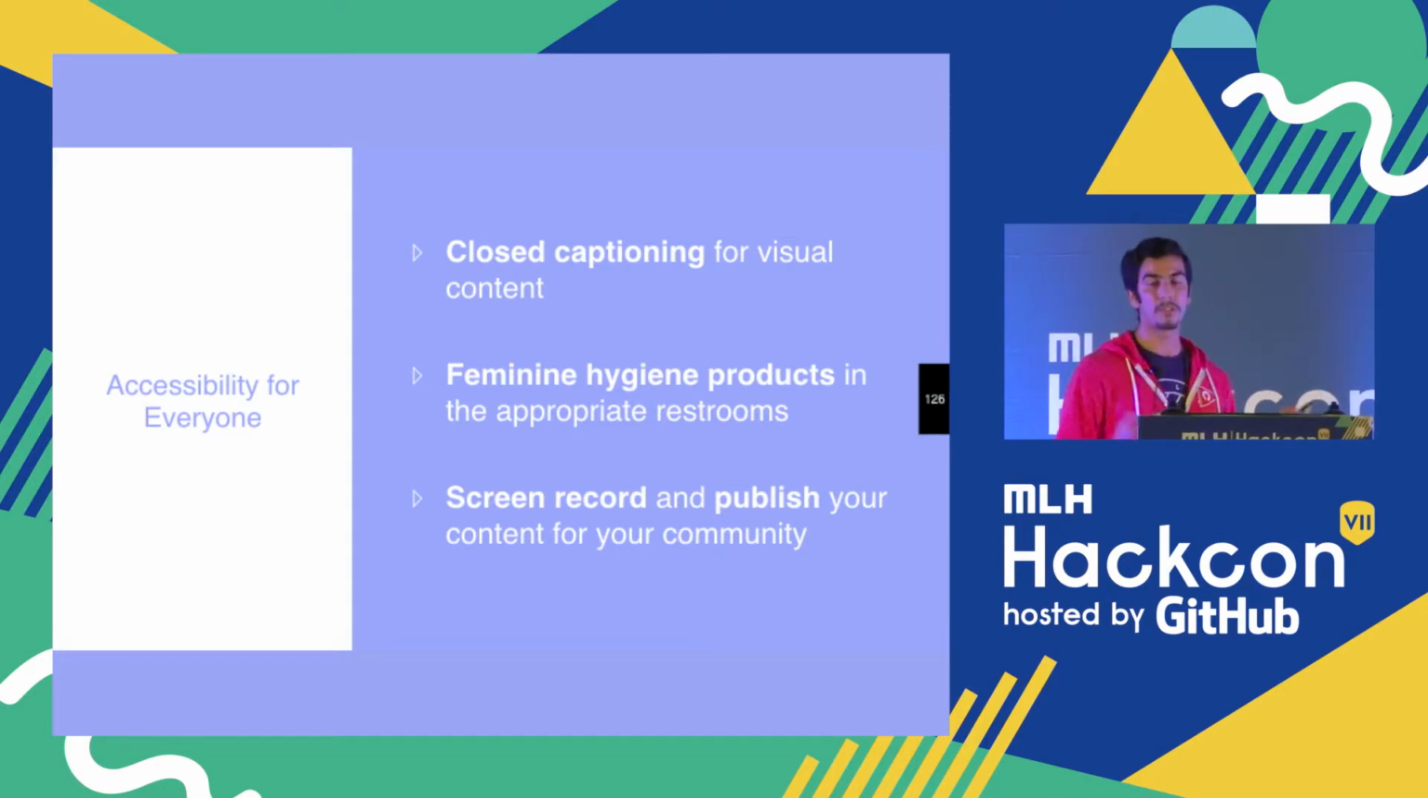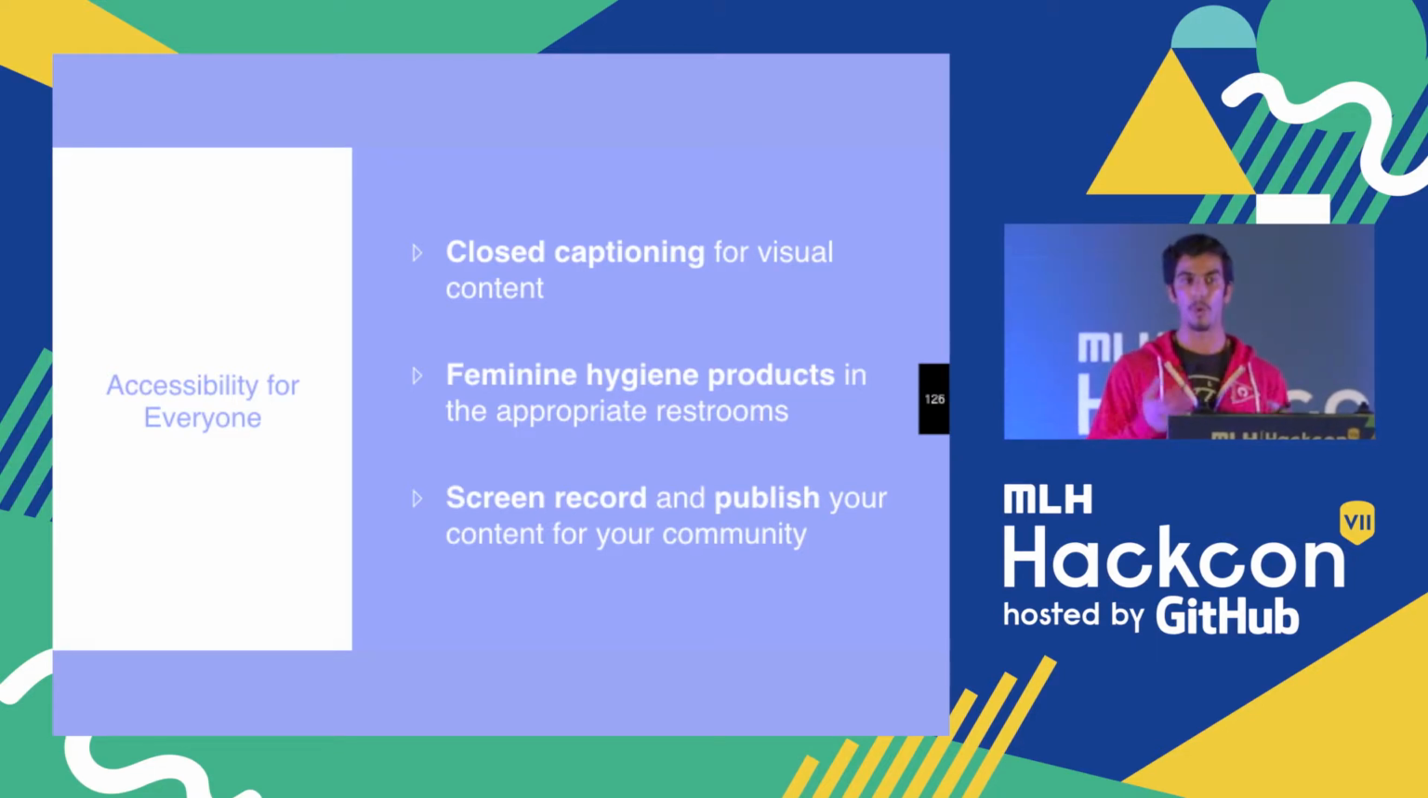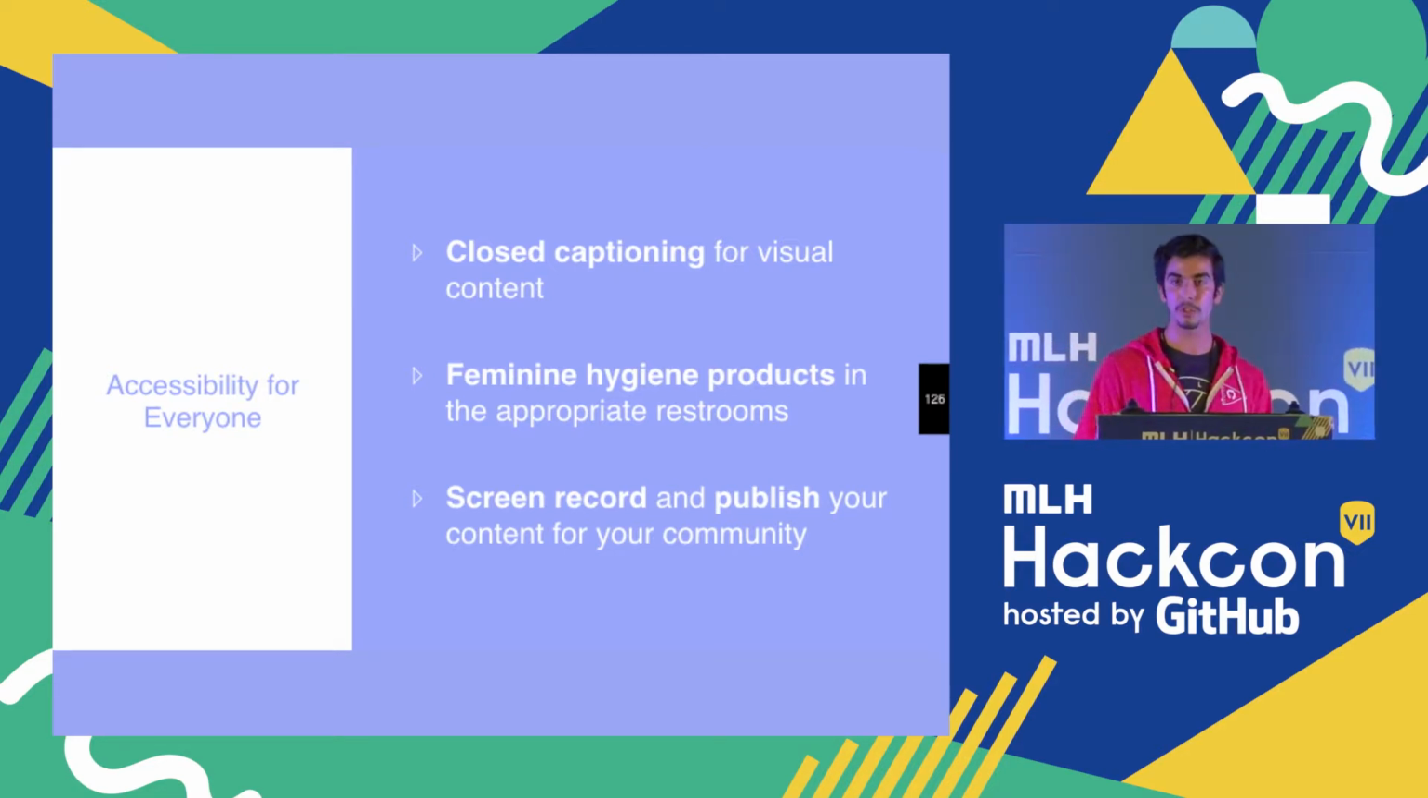Second thing would be having feminine hygiene products in the appropriate restrooms. Life happens and it's important to have some of these things available. And the third thing would be screen recording and publishing out your content. I mean, we're all community organizers. We all have this power. Why not use it? Why not do something, one extra step? We already came up with the slides. We already came up with the content. Just publish it for those that can't make it out to your events, right? And it helps people collaborate and share with each other.